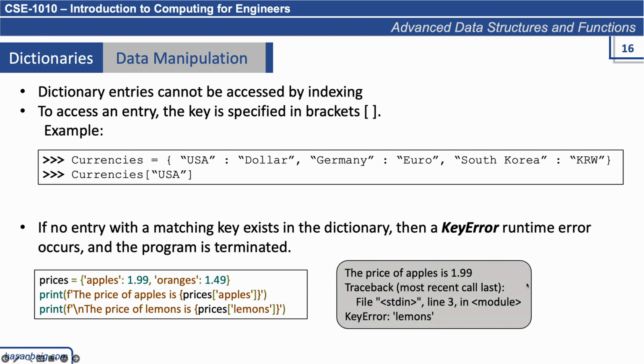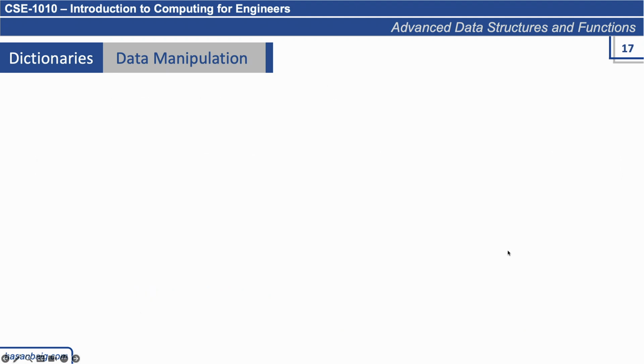So what will happen when you run this program? The price of apples is 1.99, and lemons does not exist in this prices dictionary, so it will throw an error that lemon does not exist. I'll give a demo shortly, but first of all let's proceed ahead with certain things.